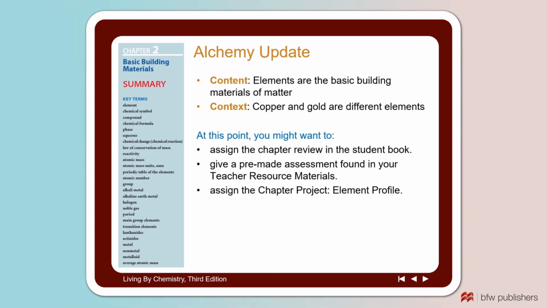In summary, Chapter 2 has given students an opportunity to learn about elements as the basic building materials of matter. Copper and gold are both elements. This might indicate that you can't turn copper into gold because both are basic building materials, just as you can't interconvert real building materials. For example, you can't turn wood into metal. In the next lesson, in the next chapter, they will explore how the elements differ from one another in more detail.